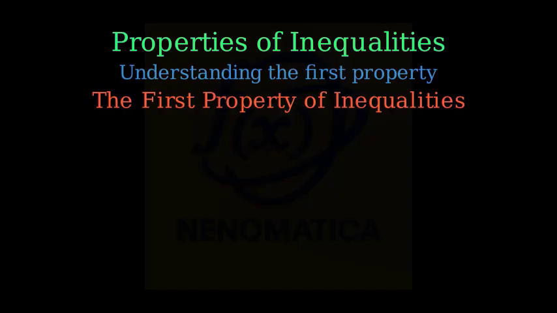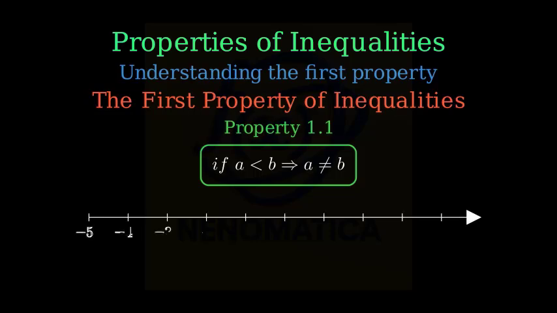The first rule states that if a is less than b, then a is not equal to b. Let's think about this intuitively. If one number is less than another, they cannot be the same value. This is a fundamental property that helps us understand the relationship between inequality and equality.